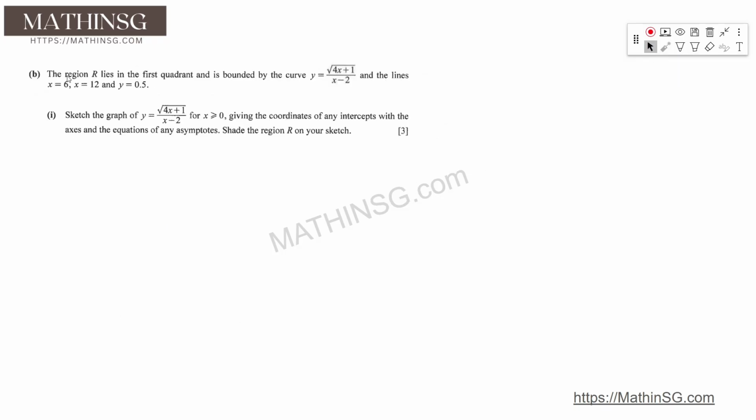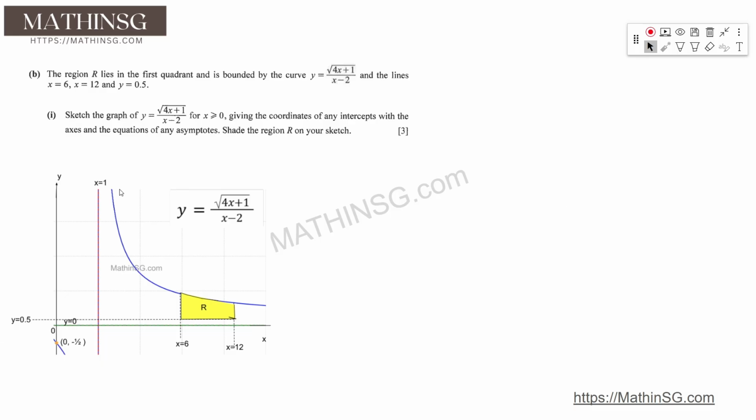With that, let's move on to the next part. The region R lies in the first quadrant and is bounded by this curve and these lines here. You're asked to sketch this graph for x greater than or equal to 0. Give the coordinates of any intercepts with the axes and the equations of any asymptotes. State the region R on your sketch. So let's draw it out. This is my curve. Because they want x greater than or equal to 0, I also need to include this small portion here.